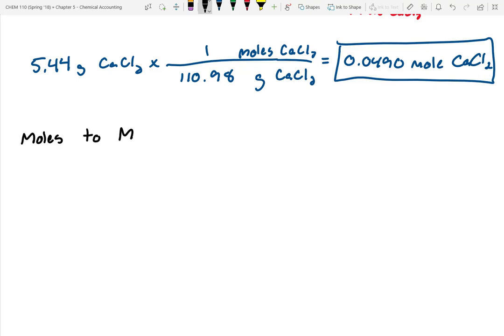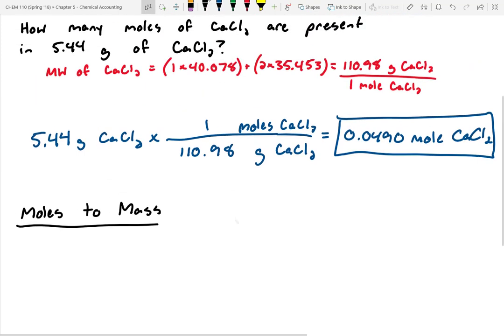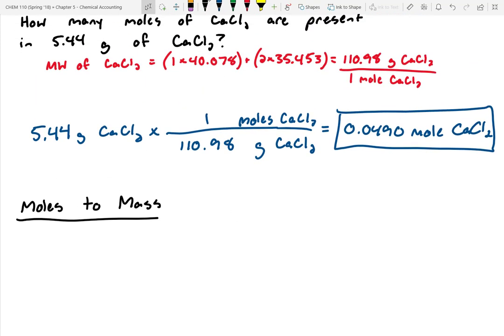Yep. I was wondering why it would be 3 sig figs. Yeah, that's a great question. So the question was about sig figs. Here we've got 3 sig figs. Here we have 5 sig figs. That means our final answer can only have 3, right?